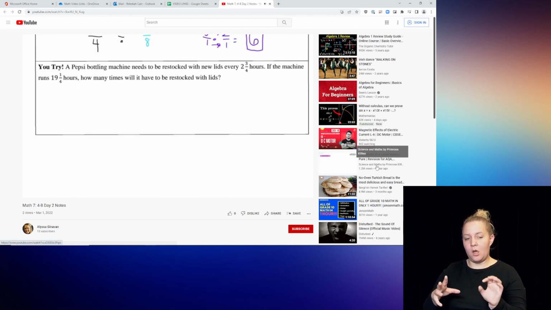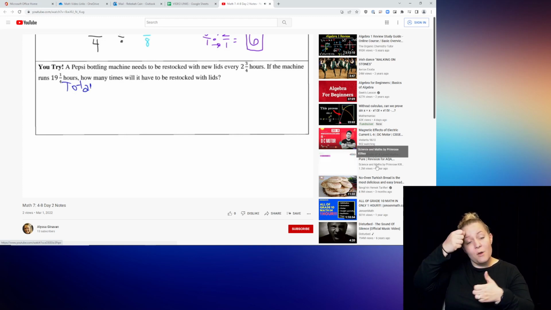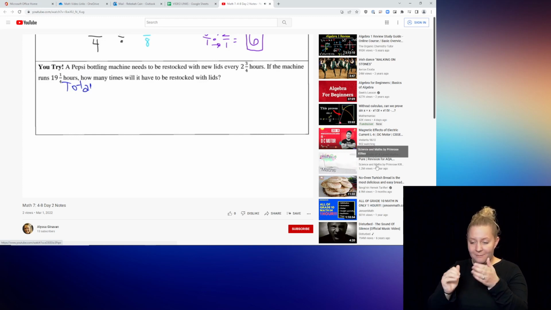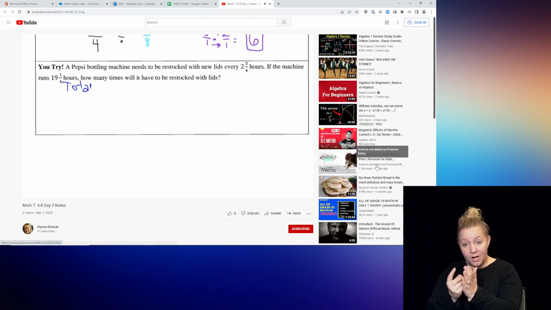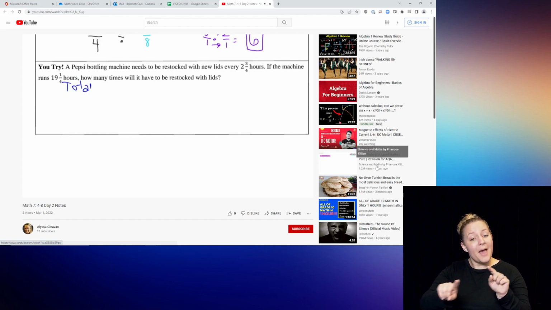All right, now you are going to practice with the Pepsi bottling machine to be restocked with lids every 2 3/4 hours. If the machine runs for 19 1/4 total hours, how many times will it have to be restocked with lids? So if 19 1/4 is the total, remember you always want to do total divided by what happens each hour in order to get your final answer. So go ahead and pause the video, test this out. Remember, you are going to have to likely multiply these things out. You don't have to cross simplify, but if not, just multiply straight across and then simplify it down at the end. Okay, go ahead and pause.